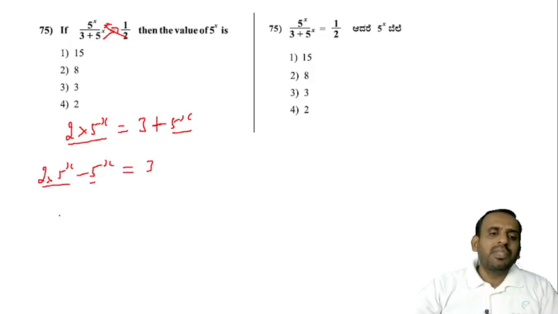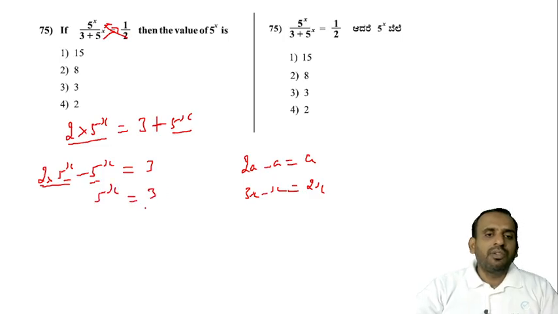So this is something like this, you have 2a minus a will be given a, 3x minus x will give us 2x. Same way, 2 into 5 to the power of x minus 5x will give us only 5x is equal to 3. Now the value of 5x is equal to 3. So 3 is the right answer.